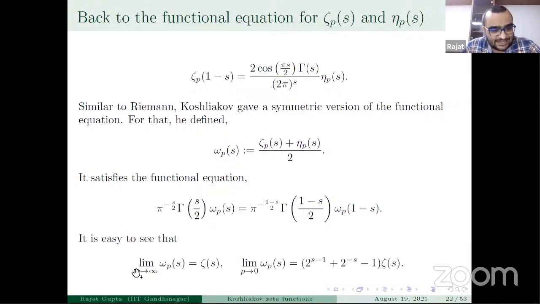It's easy to see that if you take p tends to infinity, omega_p(s) reduces to the Riemann zeta function. And in the case of p tends to 0, omega_p(s) reduces to (2^(s-1) plus 2^(-s-1)) times the Riemann zeta function. As you can see, this is invariant under s goes to 1 minus s, so it won't give you a new functional equation for the Riemann zeta function. It gets cancelled out on both sides if you take p tends to 0.